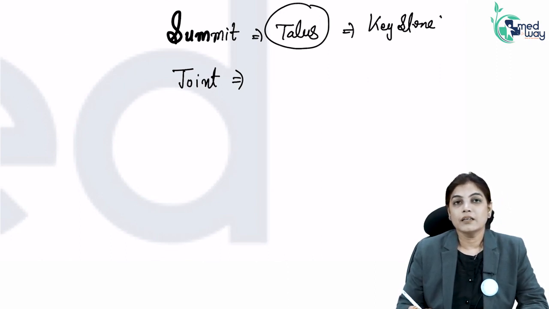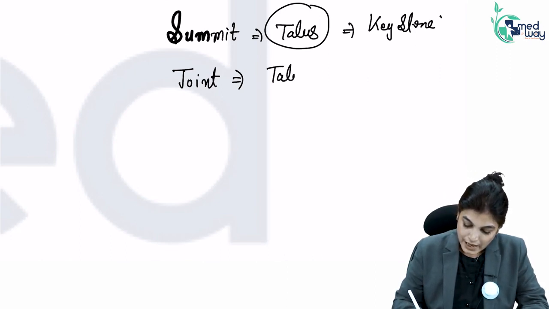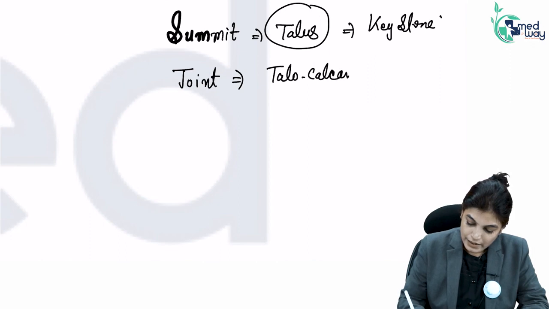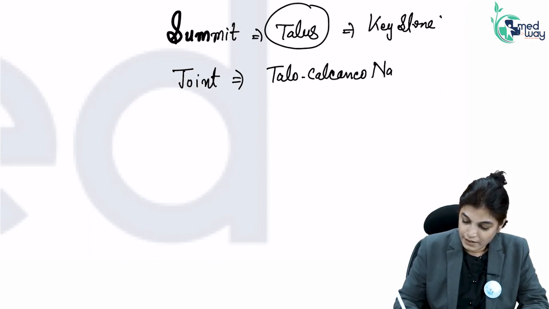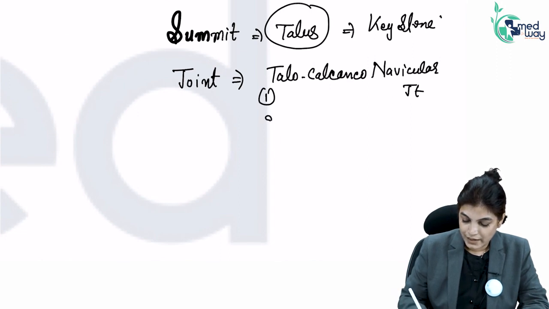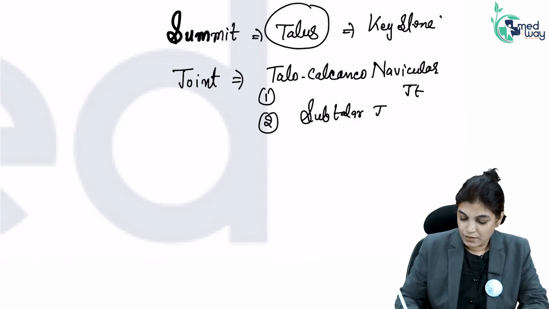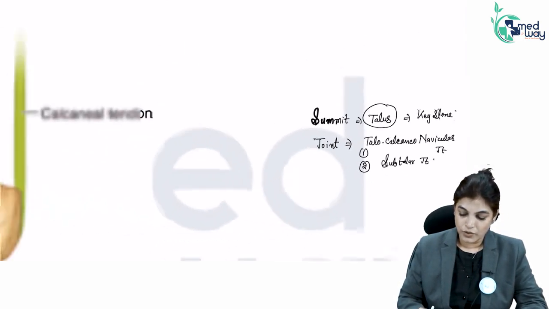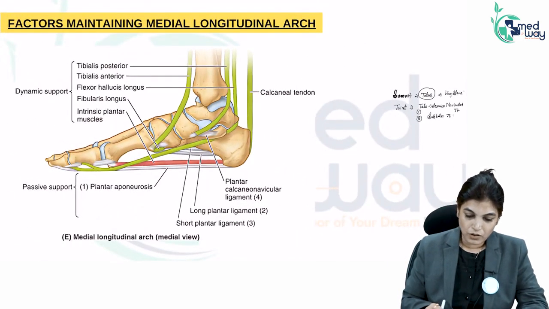the talocalcaneonavicular joint, and also the subtalar joint. These are the 2 important joints of the medial longitudinal arch. Okay, key joint. Now other than that, I would like to talk about the factors.